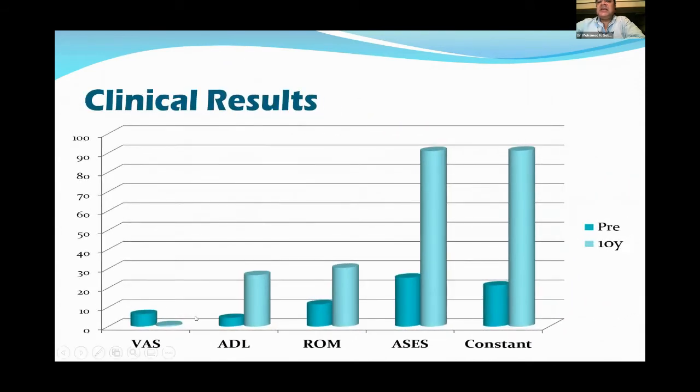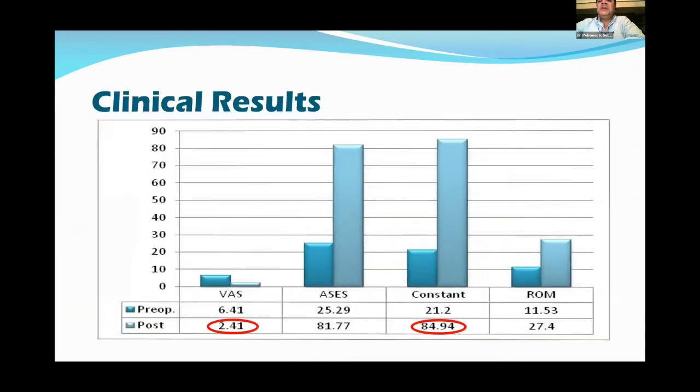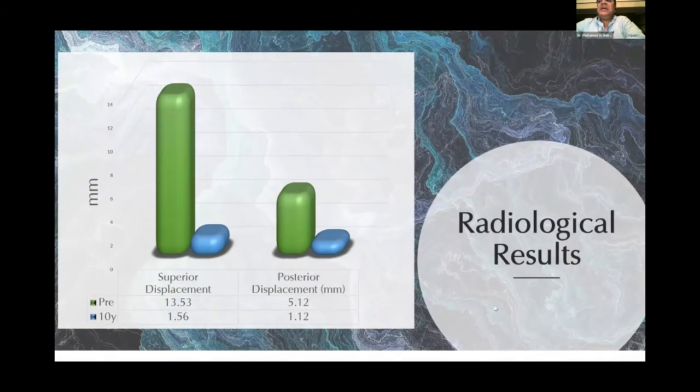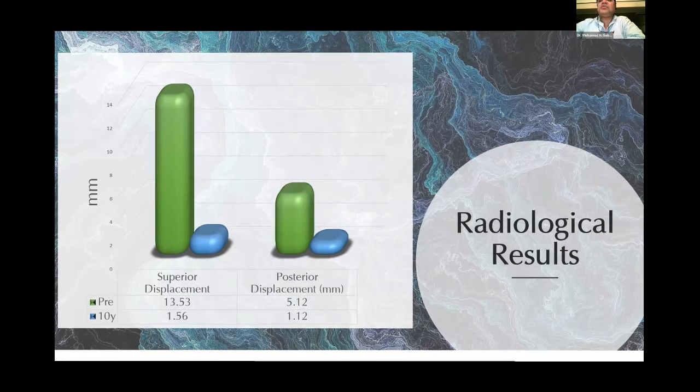The clinical results of the VAS, activities of daily living, range of motion, American Shoulder and Elbow score, and Constant score were all statistically significant. As you can see here, these are the numbers. The radiological results also are quite satisfactory and successful. As you see here, there is only a 1 millimeter difference at 10 years in the superior and posterior displacement.